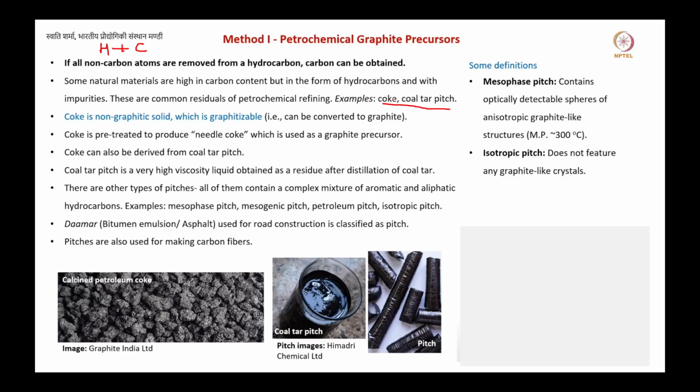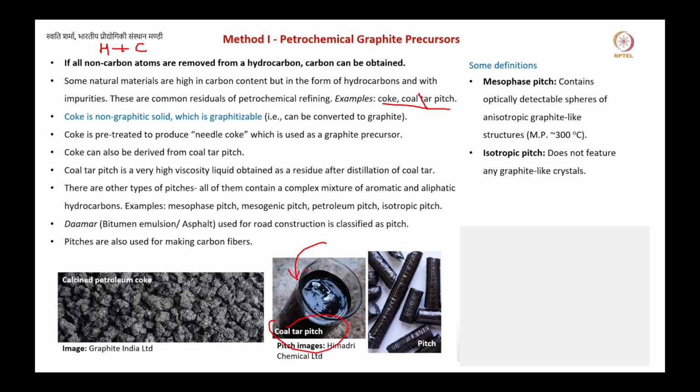By pre-treatment of your coke. So coke is pre-treated to produce needle coke. And coke can also be derived from coal tar pitch. So here you can see in the second image, this here, this is your coal tar pitch.